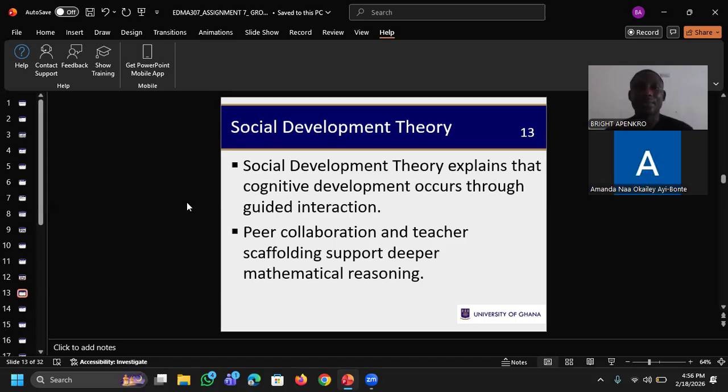Now, let's look at peer collaboration as we saw in the picture. Peer collaboration and teacher scaffolding support deeper mathematical reasoning. Let's look at the term peer collaboration. It means people of the same age bracket coming together. And when we talk about scaffolding, it's like a temporary support that helps learners to learn. So we are talking about peers coming together and a teacher providing support that will help them to have deeper understanding of mathematical concepts.